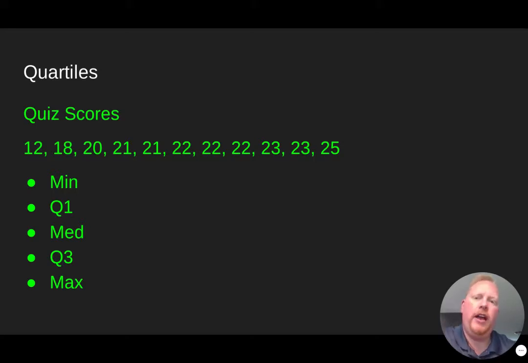Let's go ahead and figure out the minimum here. Since it's already in order, the minimum is just going to be 12. The maximum is going to be 25. And then let's do our little trick to find the median. Let's cross off the first and last, and then the next first and last, and keep on going until we get to a single number, 22. So 22 is going to be our median.